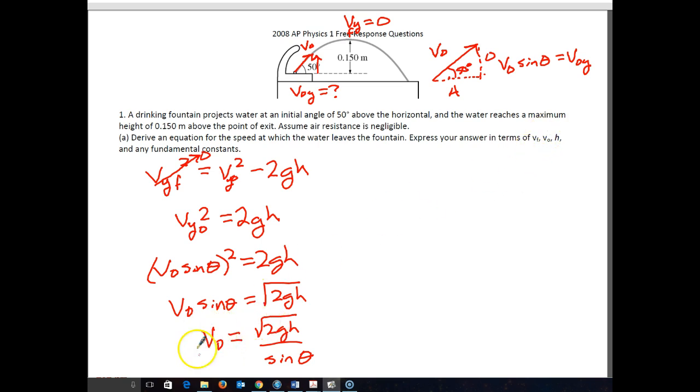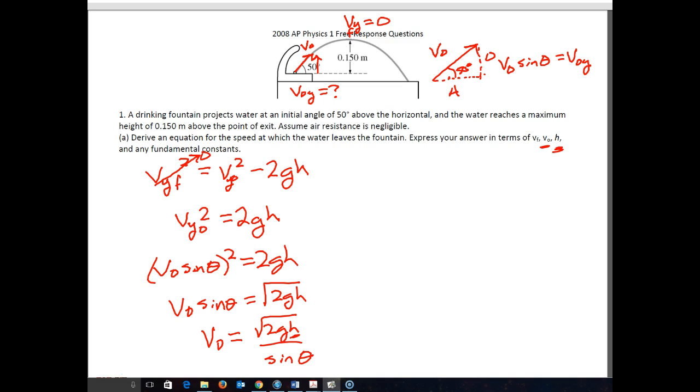Notice that we're using VO, and that's one of the things they told us we can use. We're using H, that's another one. And we're using sine, that's just a function, so we're good there. We're using theta, that's just a constant, so we're good there, and 2. So we are done with this very first part of the problem.